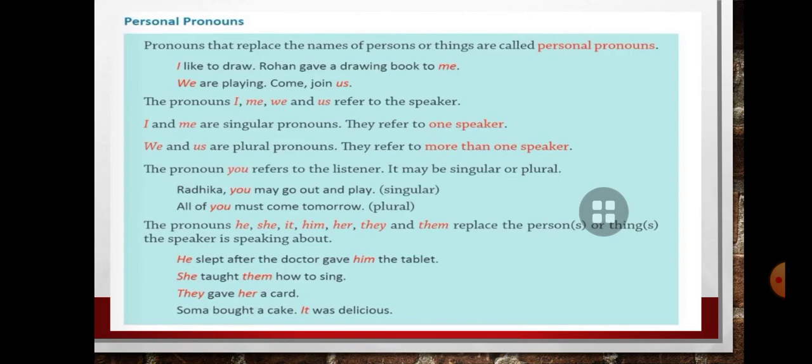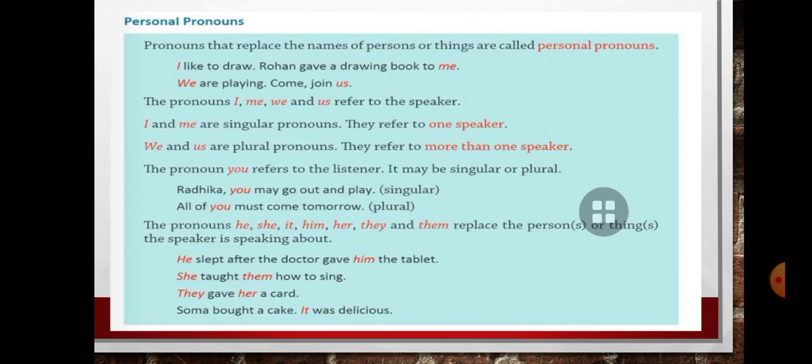Radhika, you may go out and play. This sentence is used for one person, so we use you as a singular pronoun. And, all of you must come tomorrow. In this case, you is plural here.